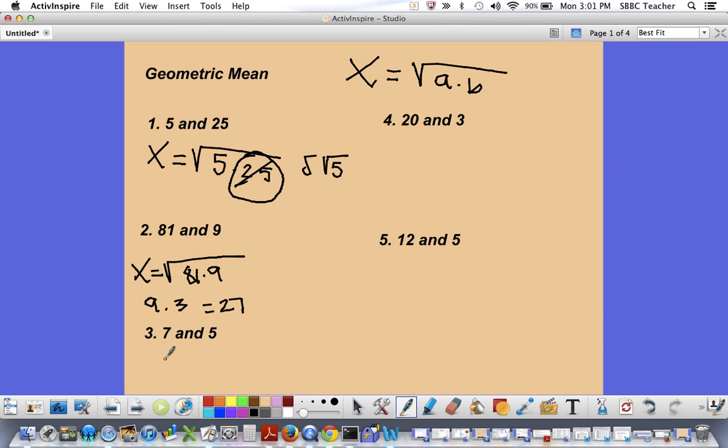For number 3, x equals the square root of 7 times 5. And that is equal to the square root of 35.